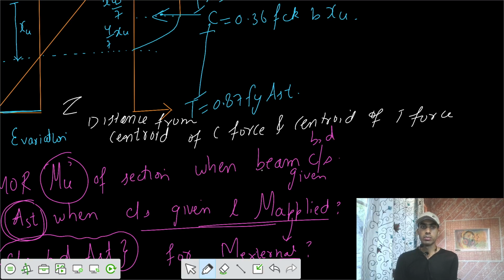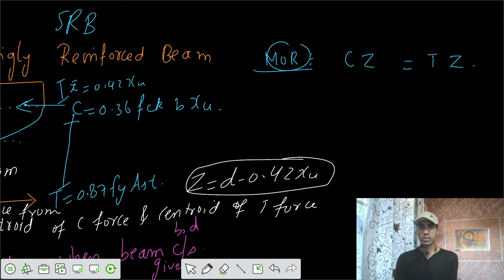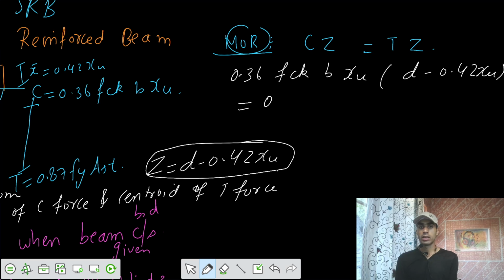That we call the lever arm, Z. So Z was equal to d, the effective depth, minus 0.42 Xu. And if we substitute the value of C, 0.36 fck b times Xu, and this lever arm Z, d minus 0.42 Xu, that we can also equate with the tension T times Z, so 0.87 fy Ast and d minus 0.42 Xu.